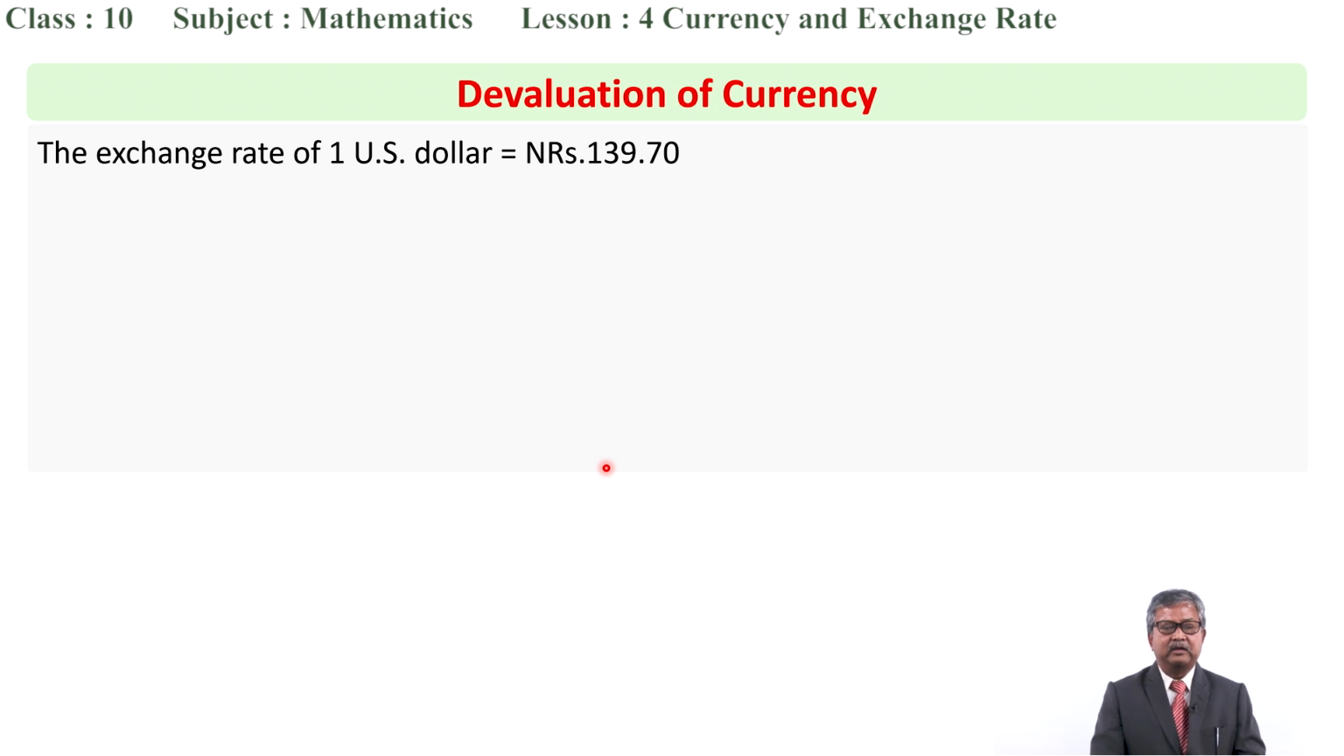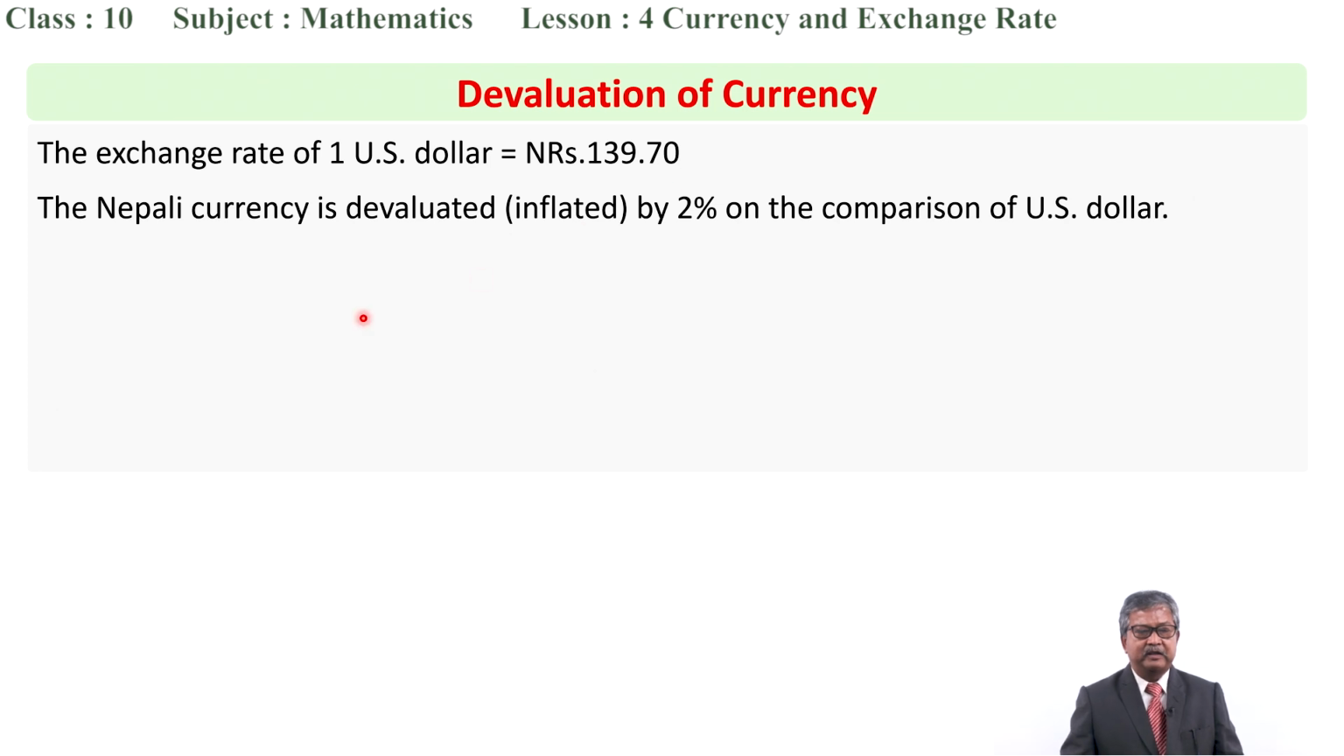So now next is what? Devaluation of currency. What do you understand about the devaluation? Let's discuss the devaluation. Suppose the exchange rate of 1 US dollar is equal to Nepali rupees 139.70. This is the exchange rate of any one day. Now Nepali currency is devalued. We can also say that in comparison to the US dollar, the Nepali currency is devalued by 2%.